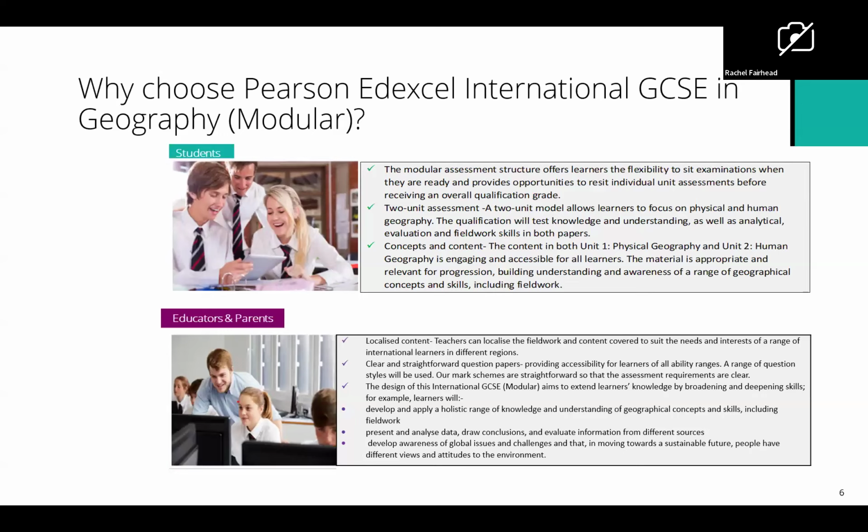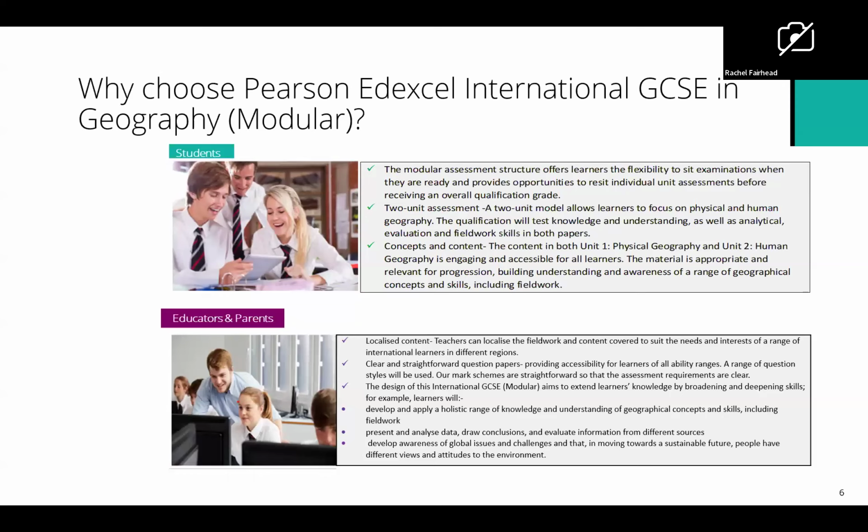So why choose Modular with Pearson? Now, essentially, it divides again into two separate things. It provides flexibility to sit exams. It provides individuals real opportunities to resit individual units to receive their overall qualification goal.